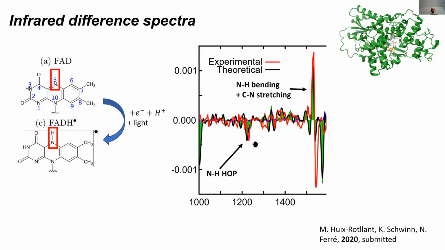So we have here a signature of the nitrogen-hydrogen out-of-plane motion, and here we have an NH bending mixed with a CN stretching of position 10. So that also we reproduce very well.